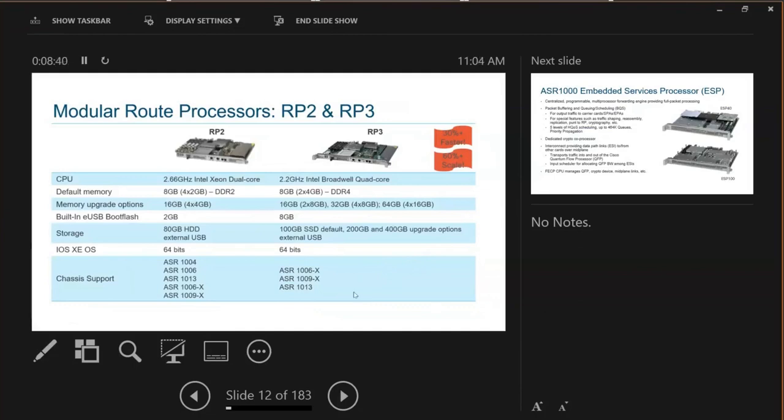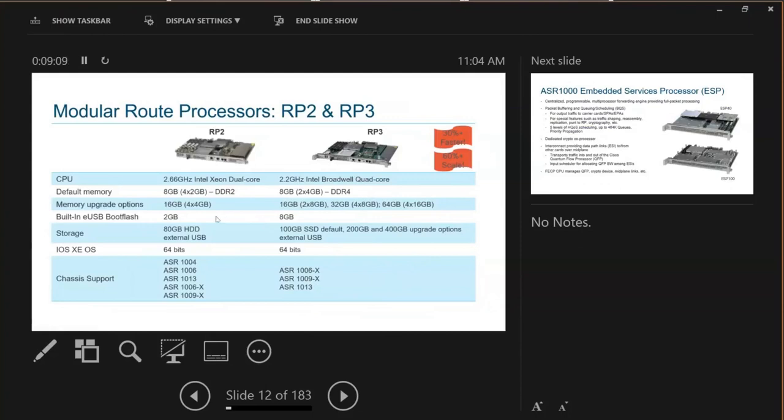Okay. So this is a difference between RP2 and RP3. It uses a different CPU. RP2 uses Intel Xeon dual core, and this one uses Intel Broadwell quad core. RP2 has 2 cores, and this has 4 cores, and that's why it is faster than RP2. Default memory is the same on both, but how it is added is different.